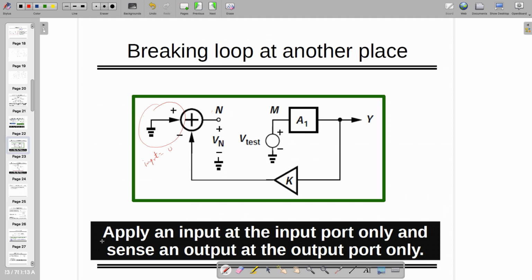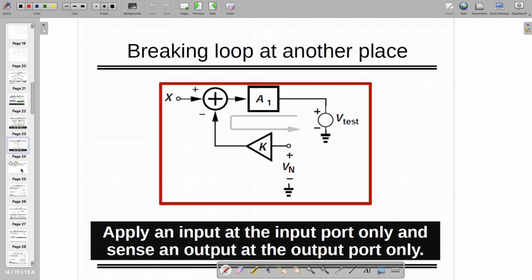So of course I'm again repeating the sentence that apply an input at the input port only and sense an output at the output port only. This is very, very important. As I told you with the red color box, this is an illegal thing because we are applying an input signal at the output port and some output at the input port, so that's not possible. It's illegal. Do not do such kind of feedback to find out A1K and such other mistakes. You can do it accordingly, right?